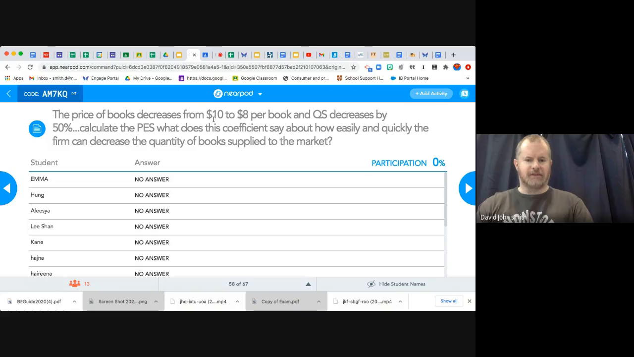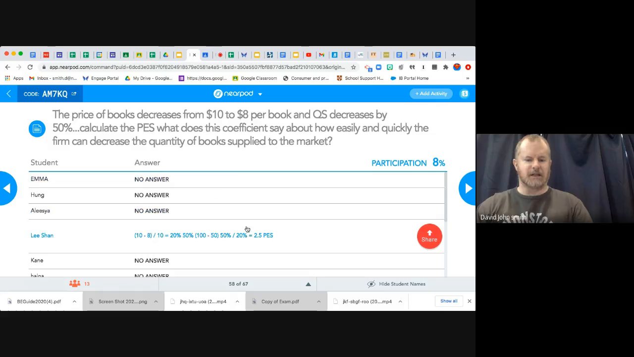Okay, so you work out the percentage change here between 10 and 8, right? And that will give you the price change. You've already been given the quantity change here, which is 50%. So it's going to be 50% divided by the percentage change here.